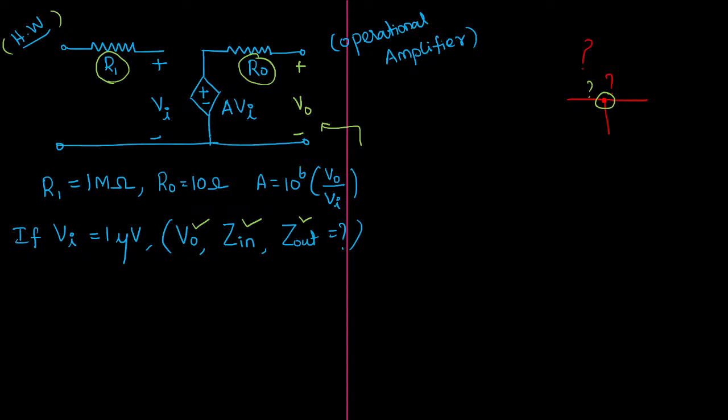Balaji. 10 mega ohm, 10 ohm. Good. 10 mega ohm, 10. Okay, output voltage is 10, you are telling, and input impedance is 10 mega ohm, output impedance is 10 ohm. Very good. Any other answer?